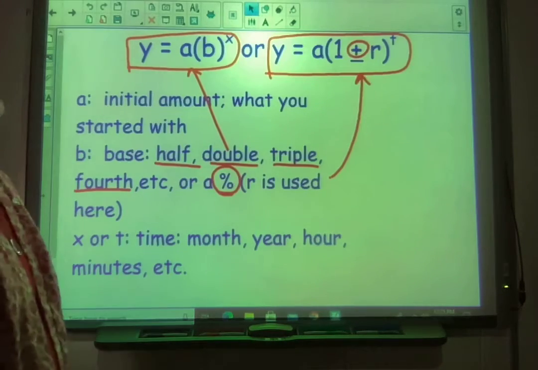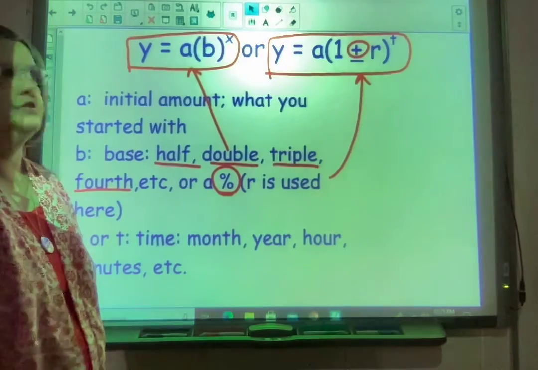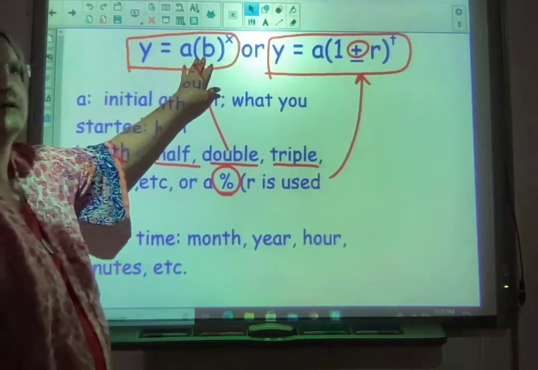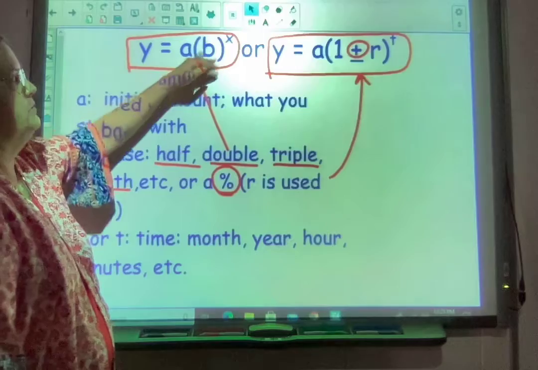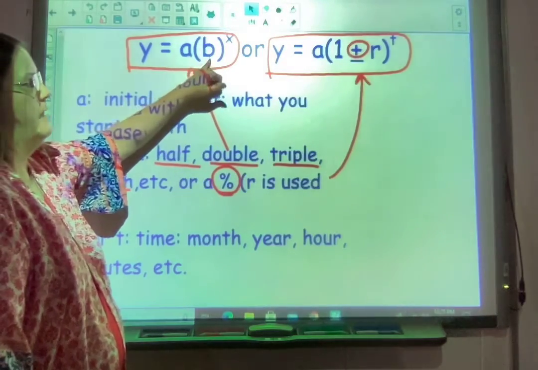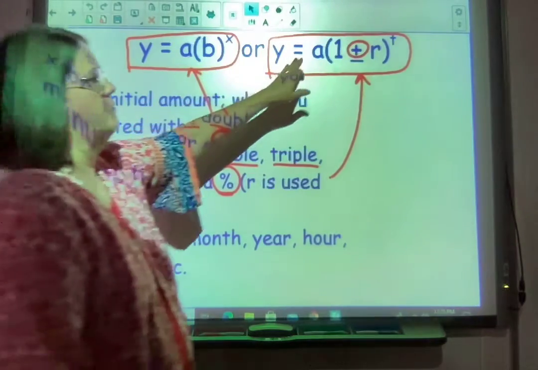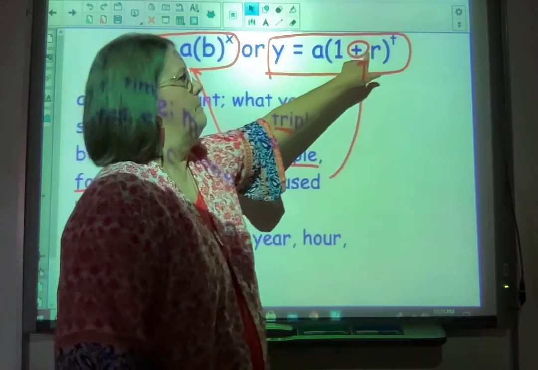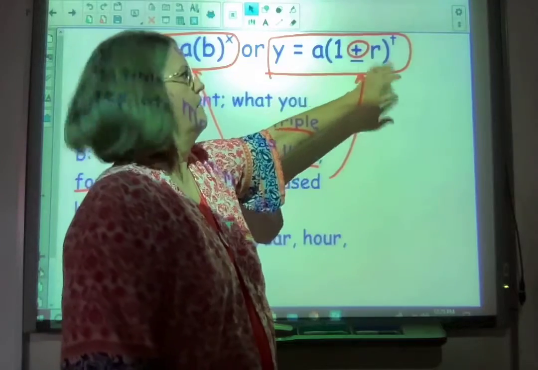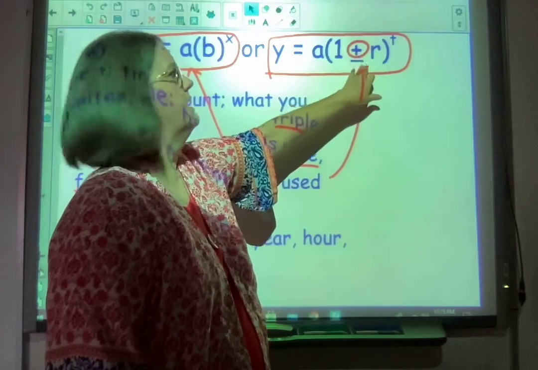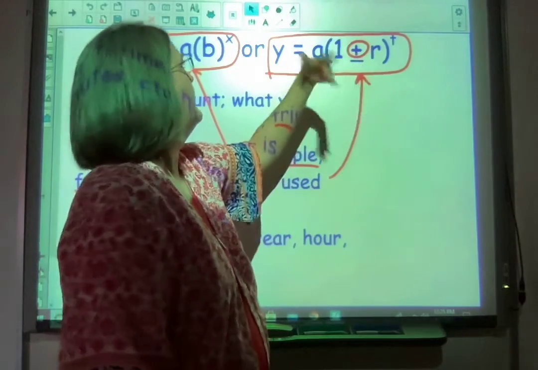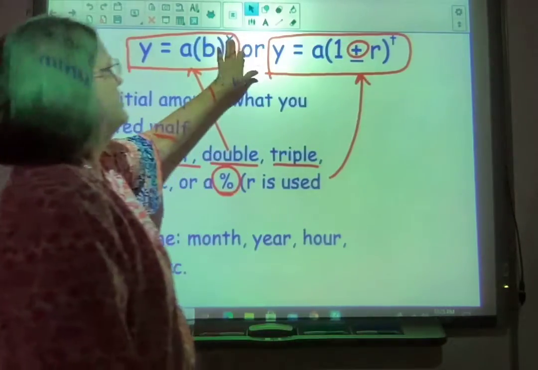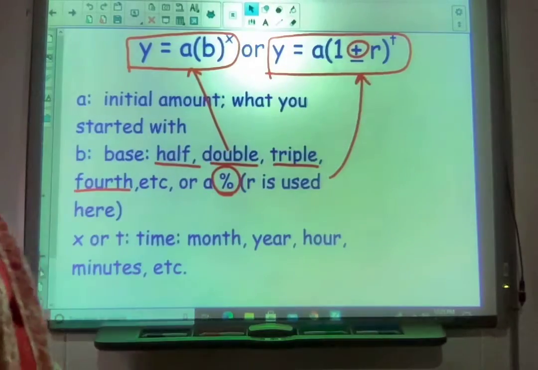All right, you have two equations for an exponential function. As a matter of fact, even this one can be written just like this. But you've got this one where we have y equals a times b to the x, or we have y equals a times (1 plus r) or (1 minus r) to the t. They both have a, and b is either 1 plus r or 1 minus r. If it's growth, you're going to add. If it's decay, you're going to subtract. This one just says t, which is time. Usually your exponent is time, whether it's x or something else.